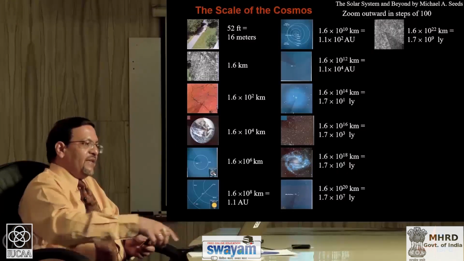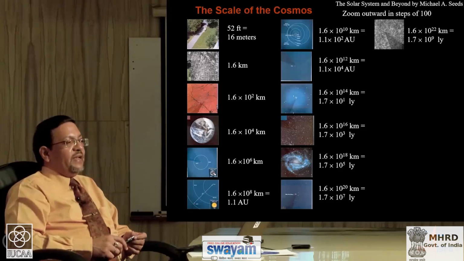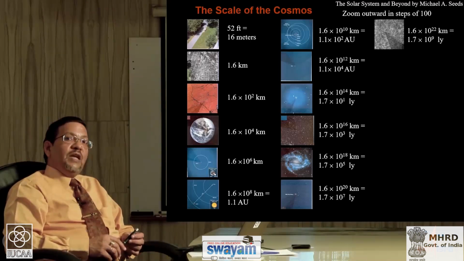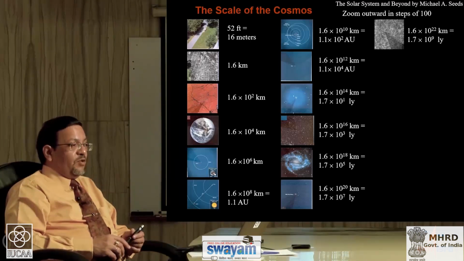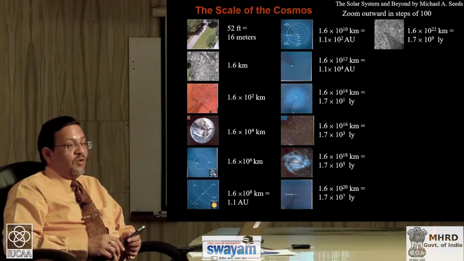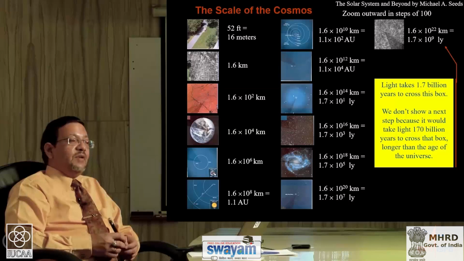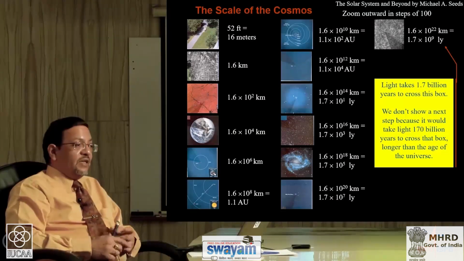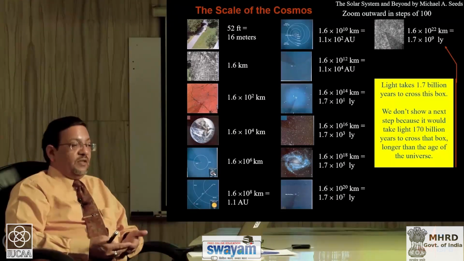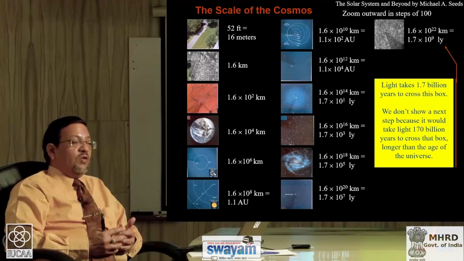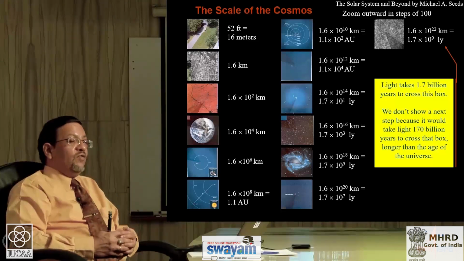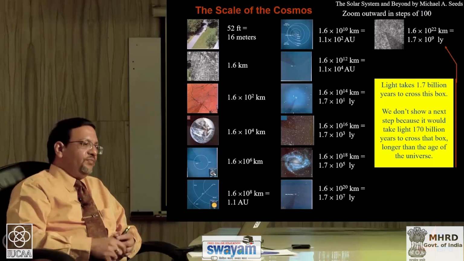So, if I summarize this, I have taken only 12 steps to come from my neighborhood to cross the dimensions of the universe. But you must have noticed that I am not showing anything beyond that, and the reason is, if I take one more step, I will actually be crossing the dimensions of the universe, and what we know now is that it is only 14 billion years.